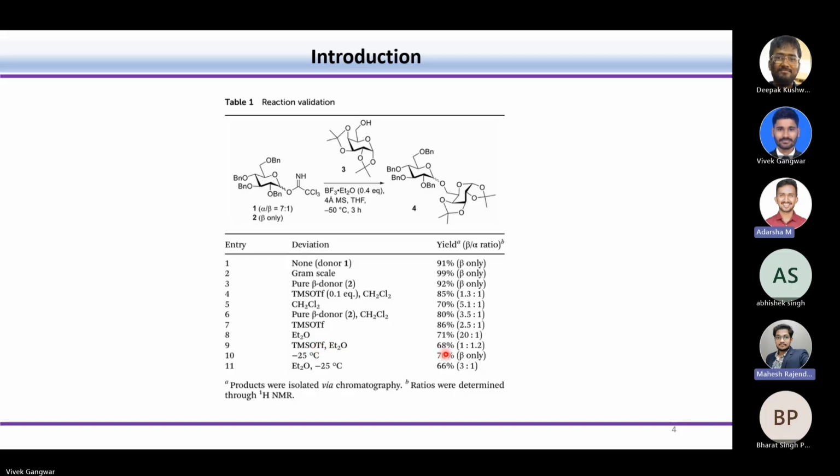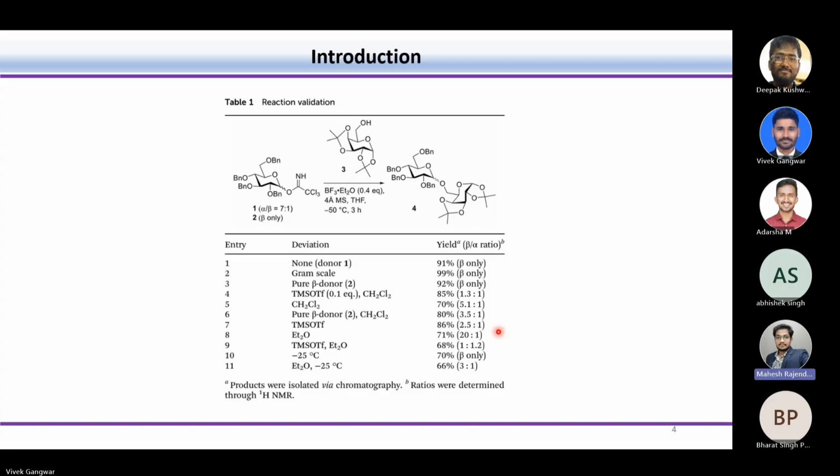Only diethyl ether they are using in entries 11 or 8, nothing else. With TMSOTf the selectivity is not coming that much good, the selectivity is not there. But in the case of THF, they are getting only beta.